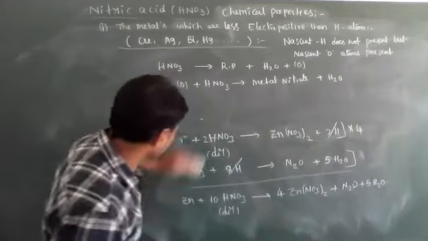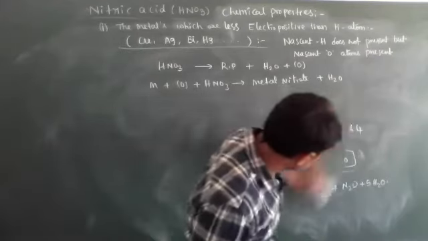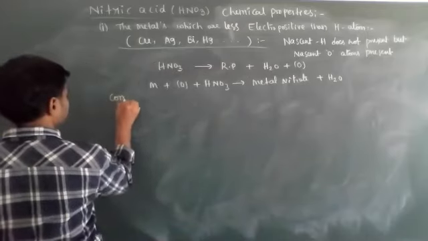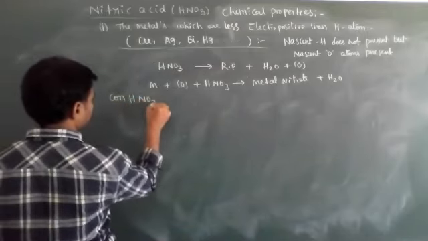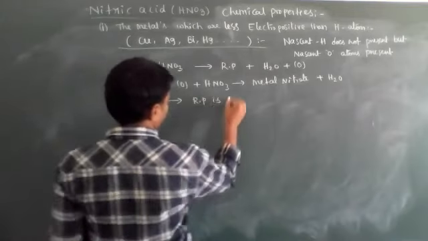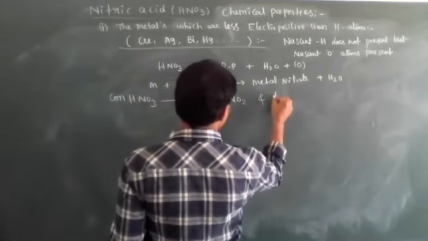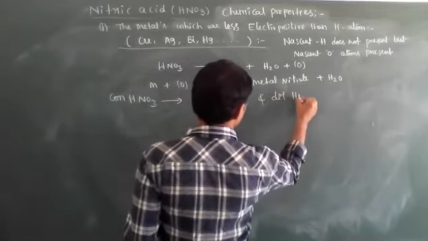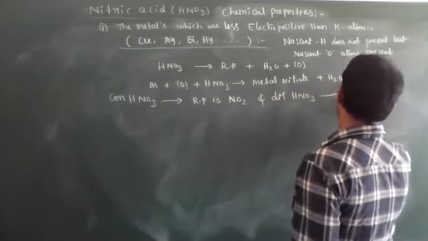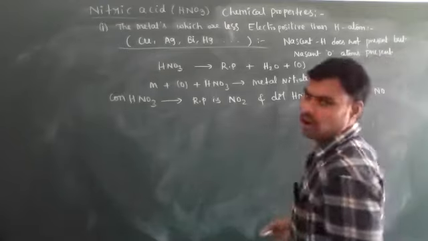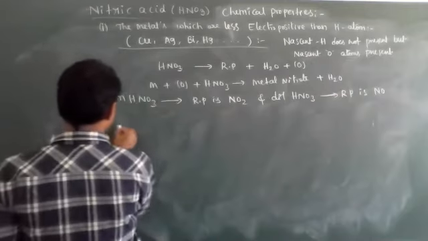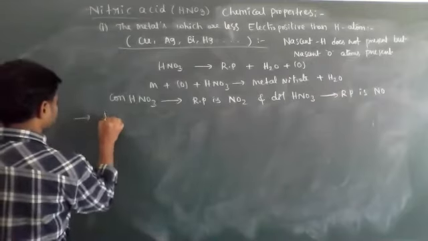See, the reduction product of concentrated HNO3 is NO2, and for diluted HNO3 the reduction product is NO, nitric oxide. For example, copper. In this case, the reaction with copper.